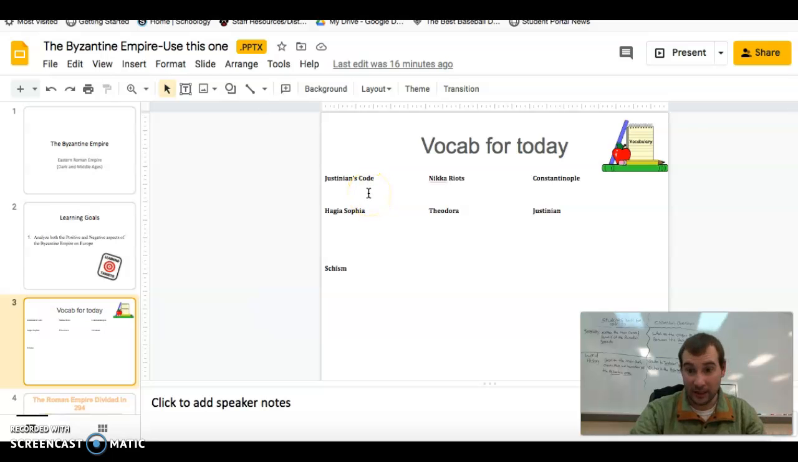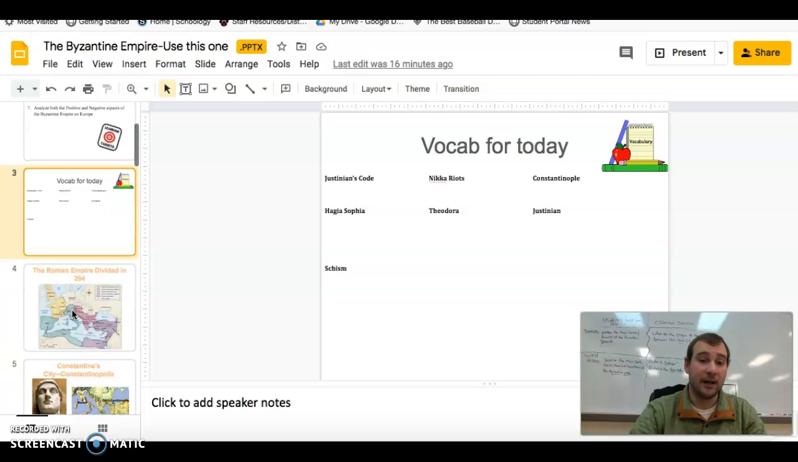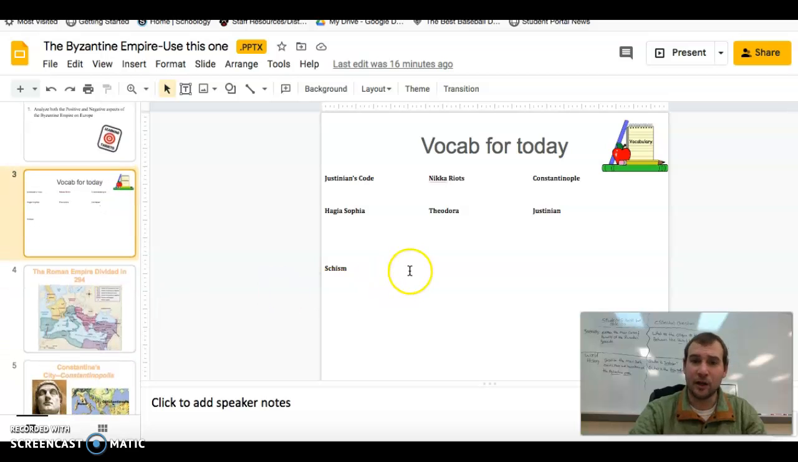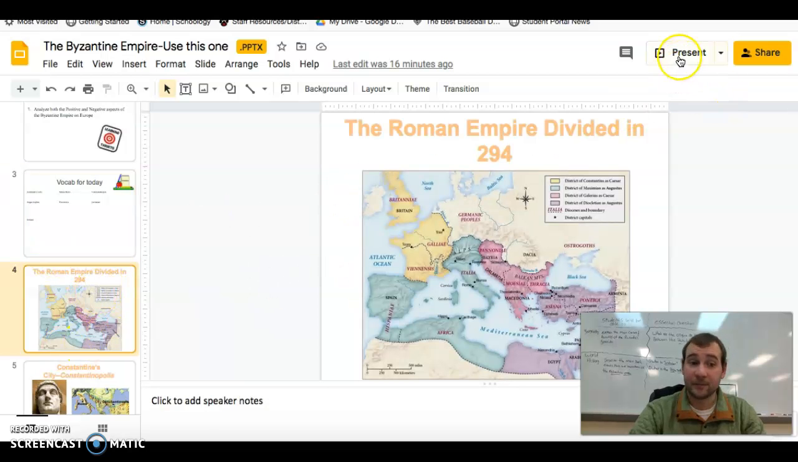So things to look out for, aka things that are going to be in the quiz, right? Justinian's Code, the Nika riots, Constantinople, Hagia Sophia, Theodora, Justinian, and the Great Schism. So that's basically it. And I'll talk about some other people too that we'll see on the quiz as well that aren't in our vocab but make an appearance. All right, let's dive into it here.